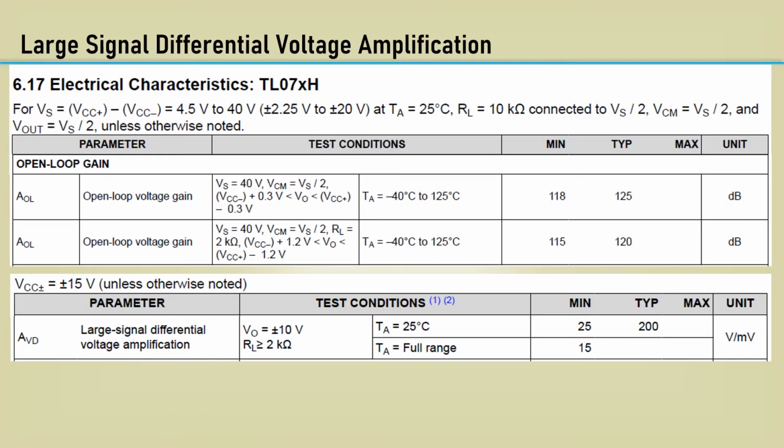The next spec to discuss is the large signal differential voltage amplification parameter. The distinction here, as the name implies, is with regard to a large signal. The test conditions for the TL07 series include a VO of plus and minus 10 volts with a 2K load resistance. The specified minimum large signal differential voltage amplification at room temperature is 25 volts per millivolt. That's only an amplification of 87 dB, which is way below the DC open loop gain above.